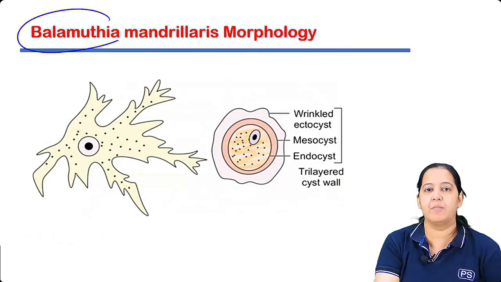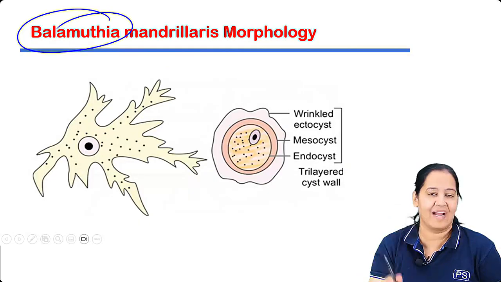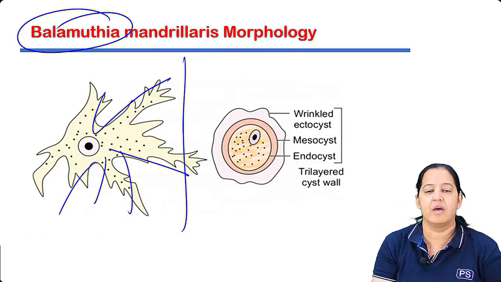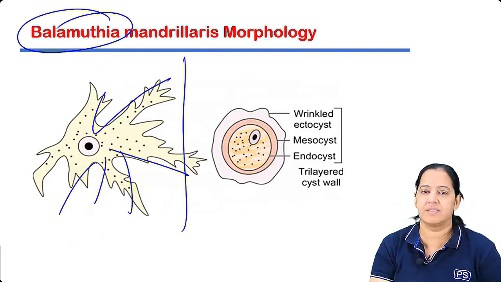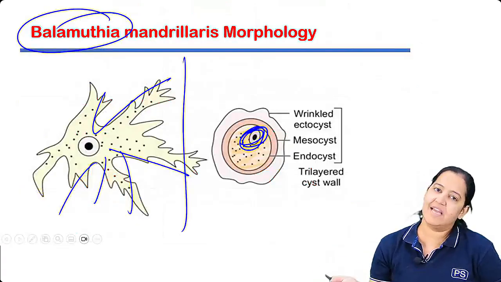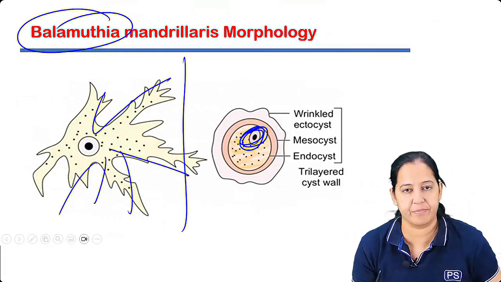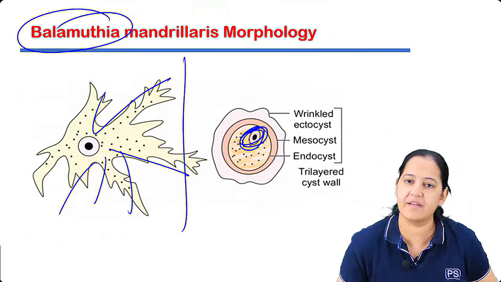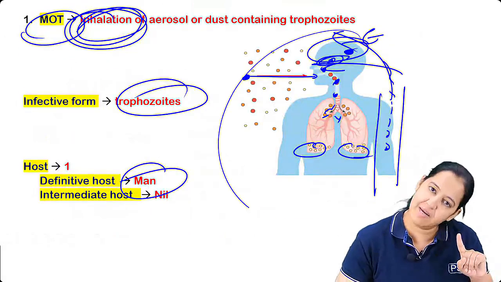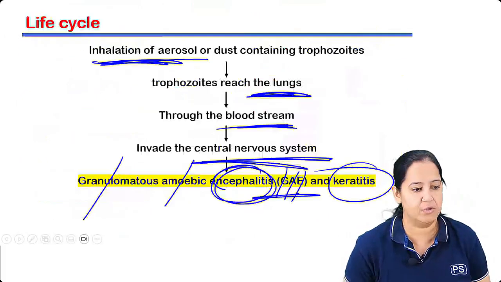The next is Balamuthia. Balamuthia is exactly the same. The trophozoite is branching. You can see its branches are there. Write the word branching. Trophozoite is branching. Cyst is uninucleate, okay? And the life cycle is exactly the same as that of Acanthamoeba. It also enters via inhalation. This is same for Balamuthia and Acanthamoeba, same for both.